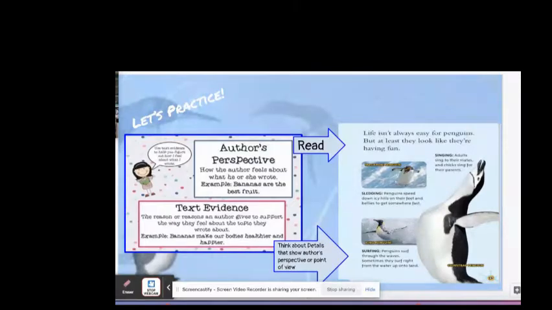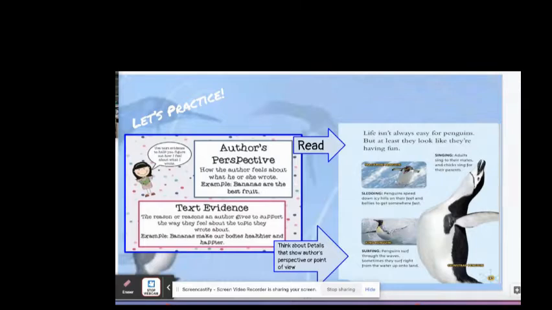Now, what do you think the author's perspective is about this? How did the author feel about what he or she wrote? The reasons an author gives to support the way they feel about the topic they wrote is text evidence, right? So let's think about the details that show the author's perspective or point of view. Do you think that he agrees that penguins have fun?